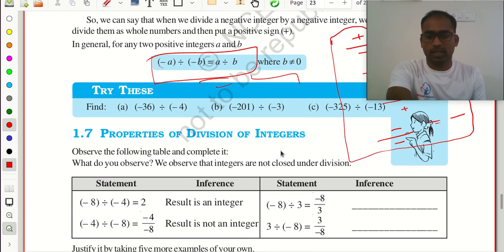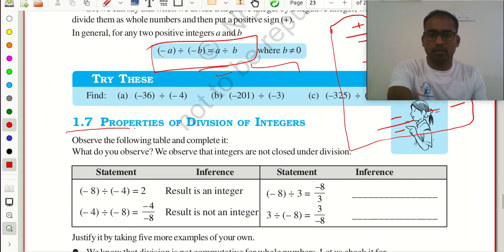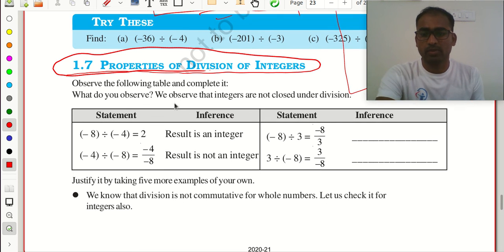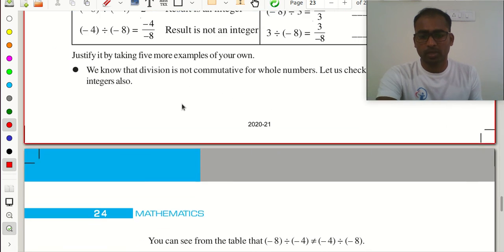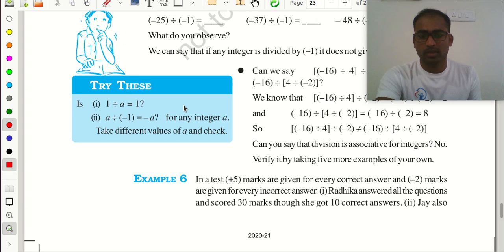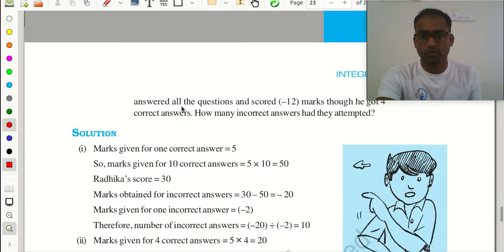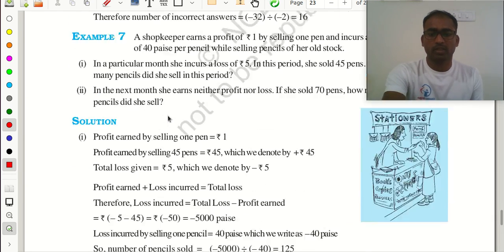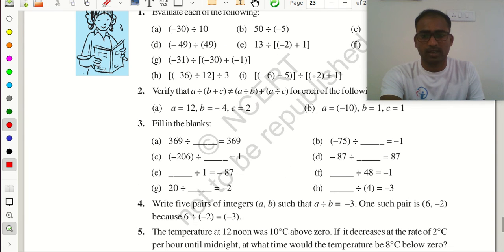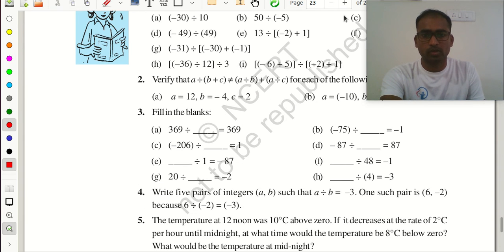Okay. Next we will be having the properties of division of integers. Properties of division of integers means closure property for integers, commutative property, and associative property in division, that we need to discuss. So we will discuss it in the next class. So till now I am going to stop here. Thank you.